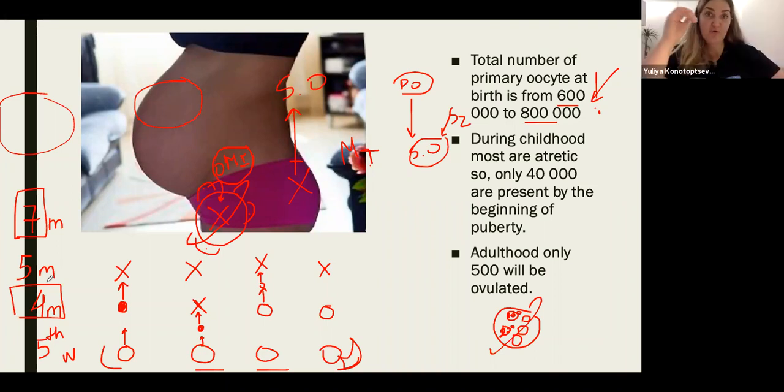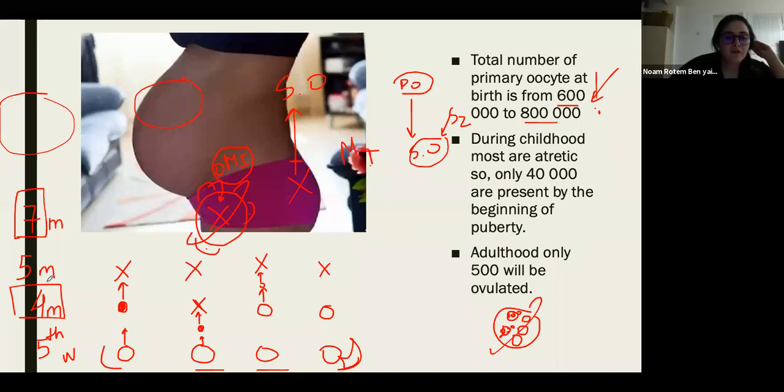So the majority, 99%, will die, right? So just 1% of the cluster will survive. Doesn't matter the amount of the primary oocytes in the cluster, as long as only one of them survives. I cannot call it a cluster because there's only one primary oocyte in it. So what do I call it? A follicle. Why follicle?